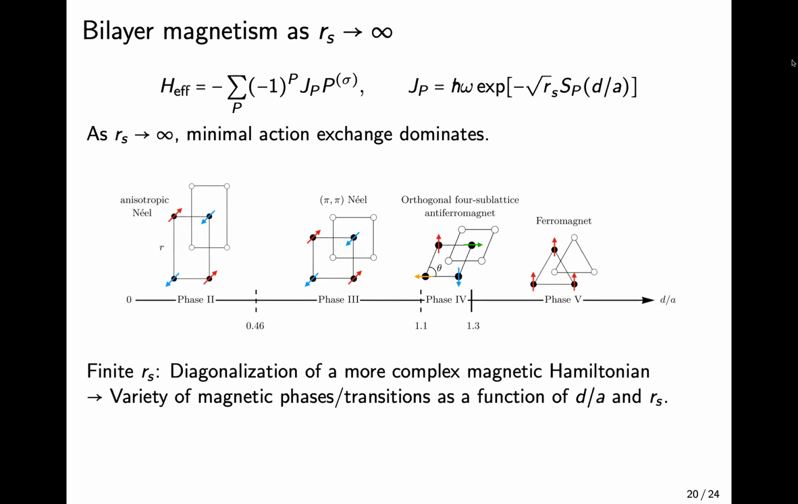And you have to diagonalize a more complex magnetic Hamiltonian, and you get a variety of magnetic phases and corresponding transitions. I didn't bother putting that up because it's sufficiently complicated that I don't think it'll be very instructive, but it is interesting.